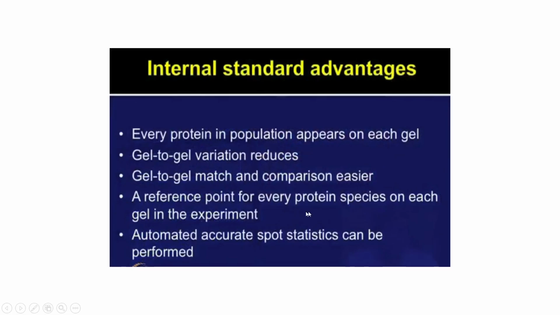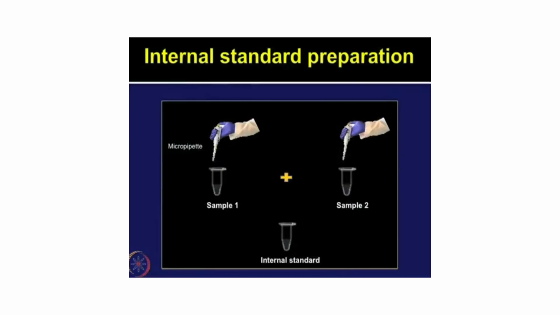Similarly, a reference point for every protein species will be present on your QC1 because it's pooled and it will have everything in it. It generally helps, as automated accurate spot statistics can be performed if you have internal standards. So in the software itself, you can tell it to consider only these proteins in all the samples which have been tested. Accordingly, that helps at a later stage.